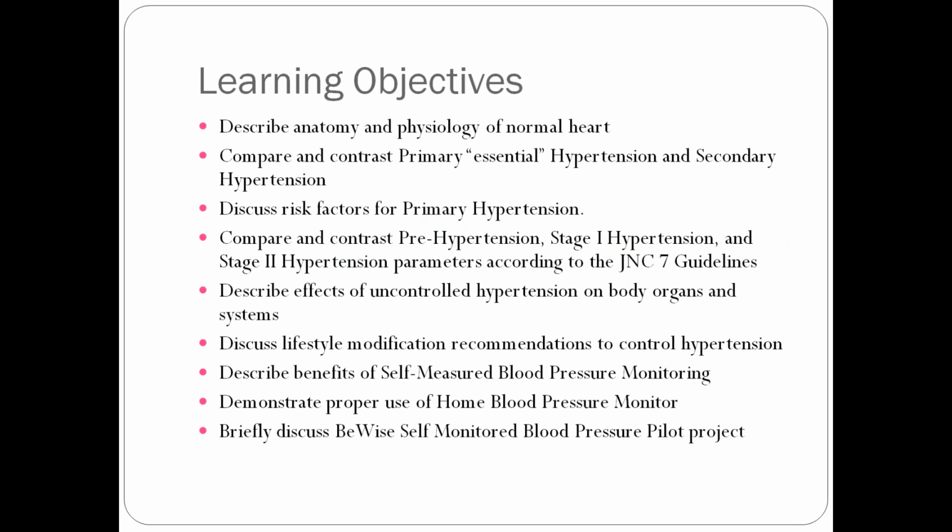The learning objectives for this presentation are to describe anatomy and physiology of the normal heart, compare and contrast primary or essential hypertension and secondary hypertension, discuss risk factors for primary hypertension, compare and contrast pre-hypertension, stage 1 hypertension, and stage 2 hypertension parameters according to the JNC7 guidelines, describe effects of uncontrolled hypertension on body organs and systems, describe lifestyle modification recommendations to control hypertension, describe benefits of self-measured blood pressure monitoring, demonstrate proper use of home blood pressure monitor, and briefly discuss the BeWise self-monitored blood pressure pilot project.